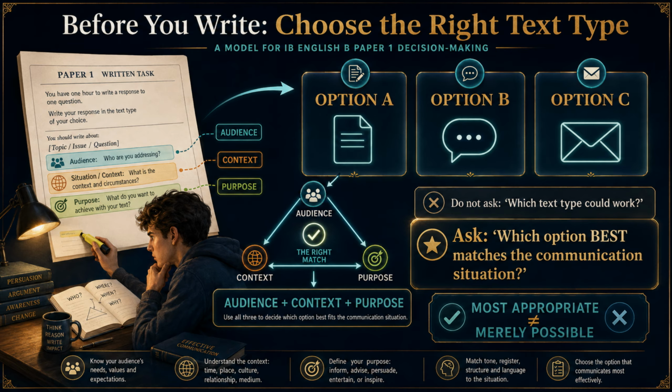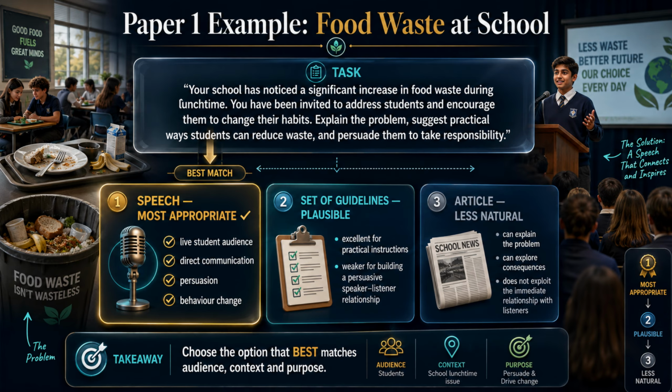Imagine a task like this. Your school has noticed a significant increase in food waste during lunchtime. You have been invited to address students and encourage them to change their habits. In your text, explain the problem. Suggest practical ways students can reduce waste and persuade them to take responsibility. Your 3 options are speech, set of guidelines, or article. Which one is most appropriate?